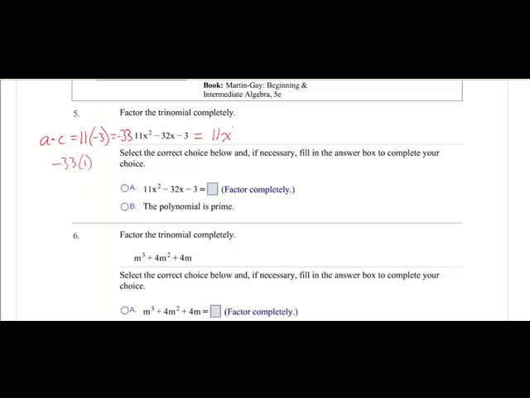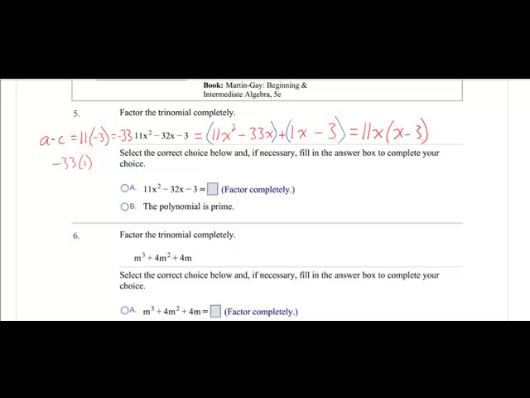So I still have 11x squared. But then I'm going to take my middle term and split it into a negative 33x and a positive 1x. And then that minus 3 is still there on the end. Now that I have done that, I can group. I can bring in my parentheses here and group this. And now look at the first pair. What can I factor out? They're both divisible by 11. They're also both divisible by x. And what does that leave me with? It leaves me with x minus 3.